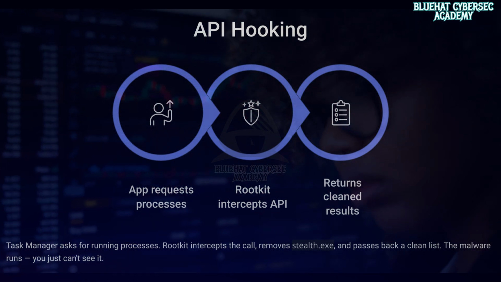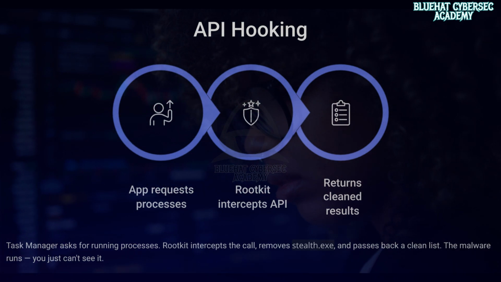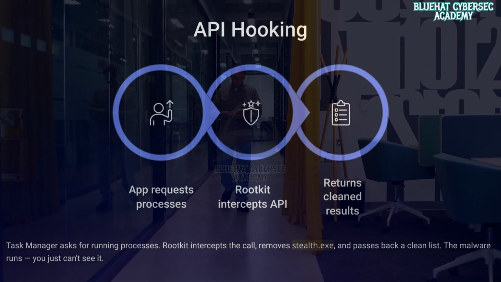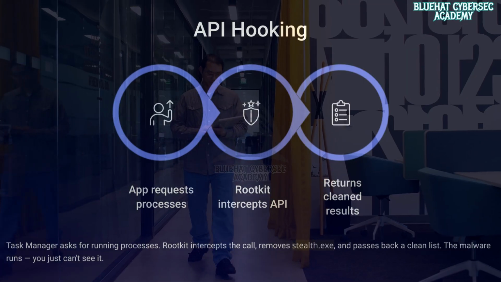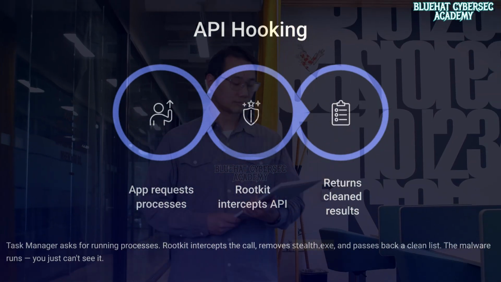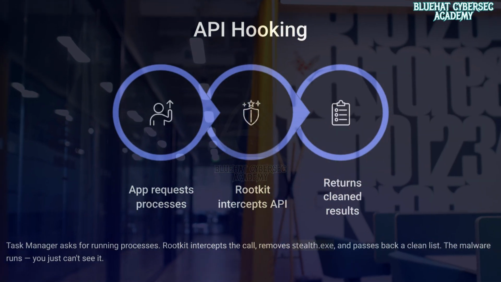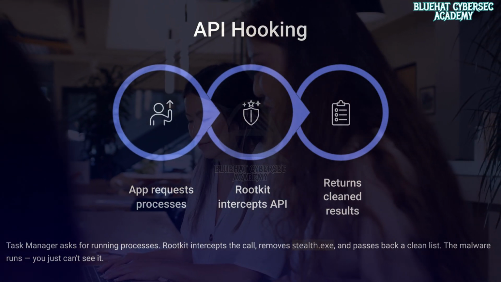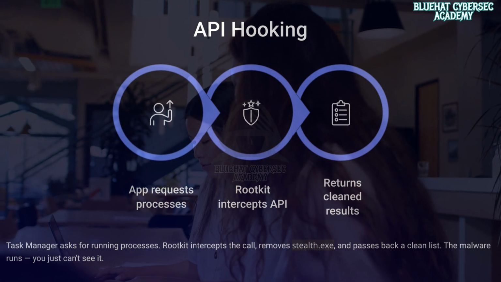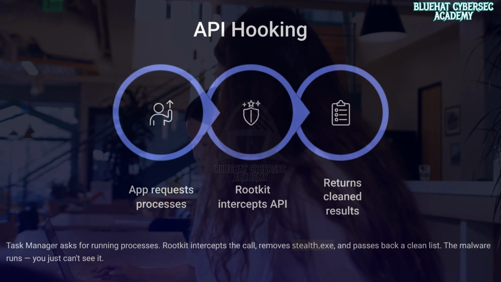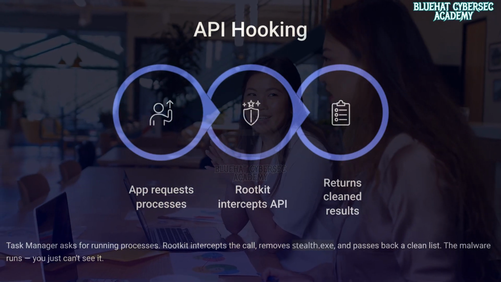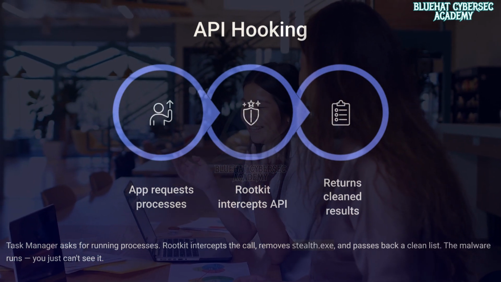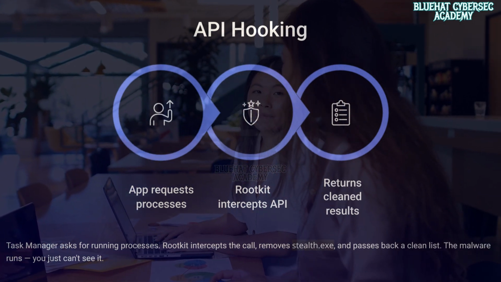One of the most common ways rootkits accomplish this is through a technique known as API hooking. Applications communicate with the operating system through APIs, or application programming interfaces. Whenever Task Manager wants to see running processes, File Explorer wants to display files, or security software wants to inspect activity, they're typically interacting with the operating system through these APIs. A rootkit can intercept those API calls and alter the results before they reach the application.